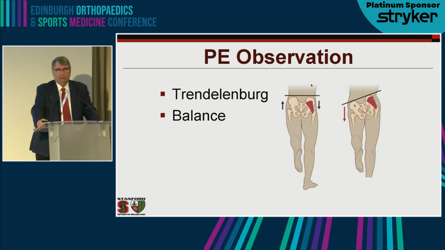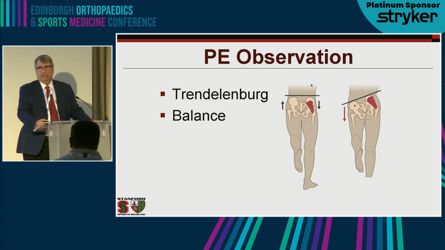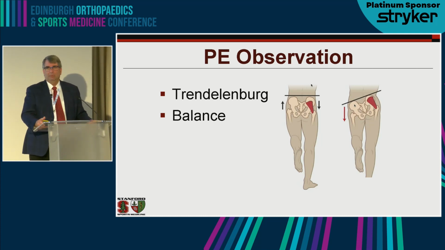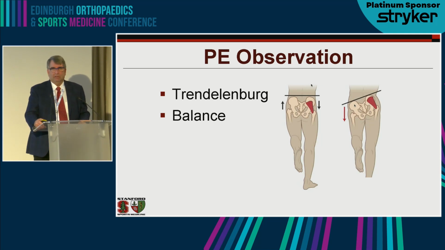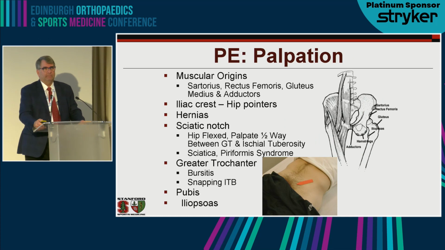We assess for a Trendelenburg sign, so I'll have the patient stand in front of me. I'll have my thumbs on their PSIS and my index fingers, if you will, along the iliac crest, and I'll have the patient stand on one leg and then the other. I can assess for both leg length discrepancy, the Trendelenburg sign, as well as for balance.